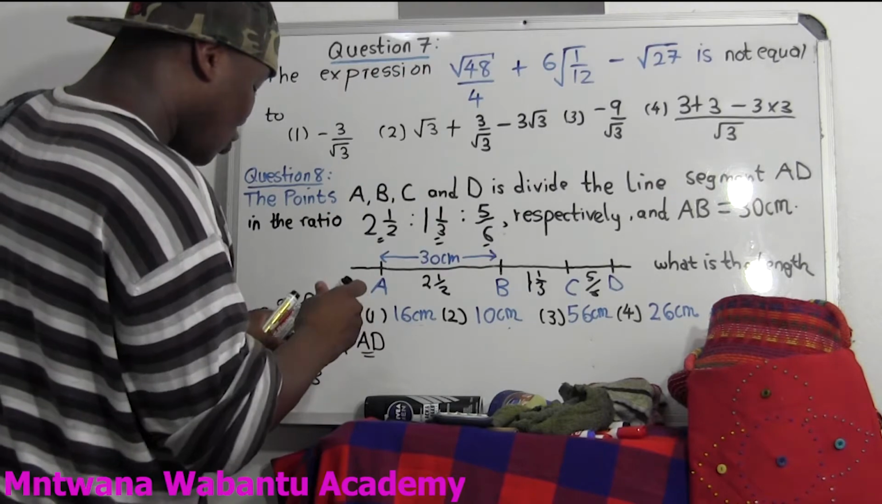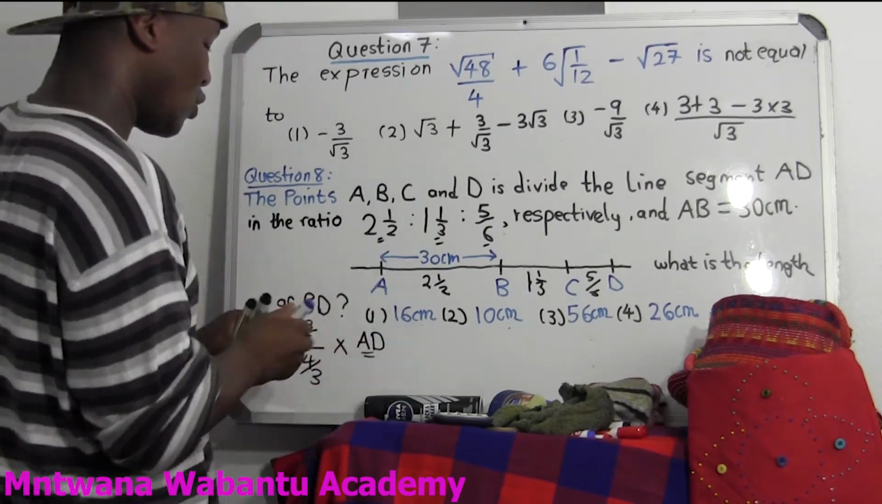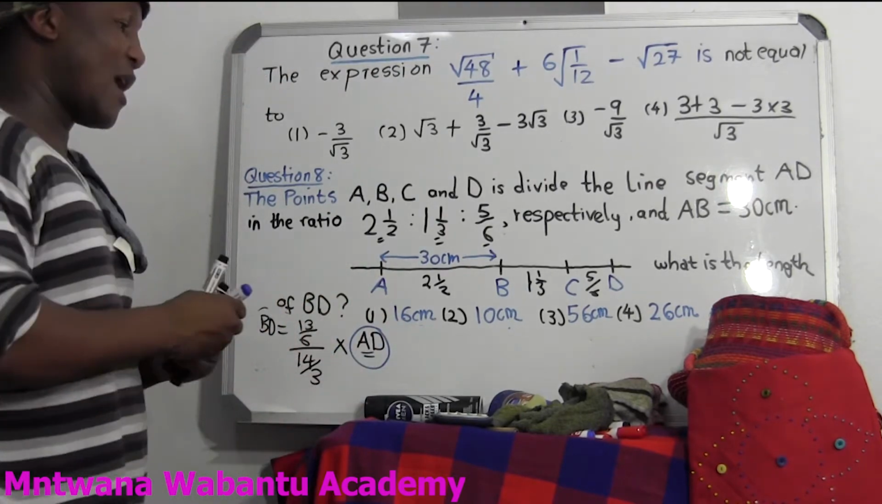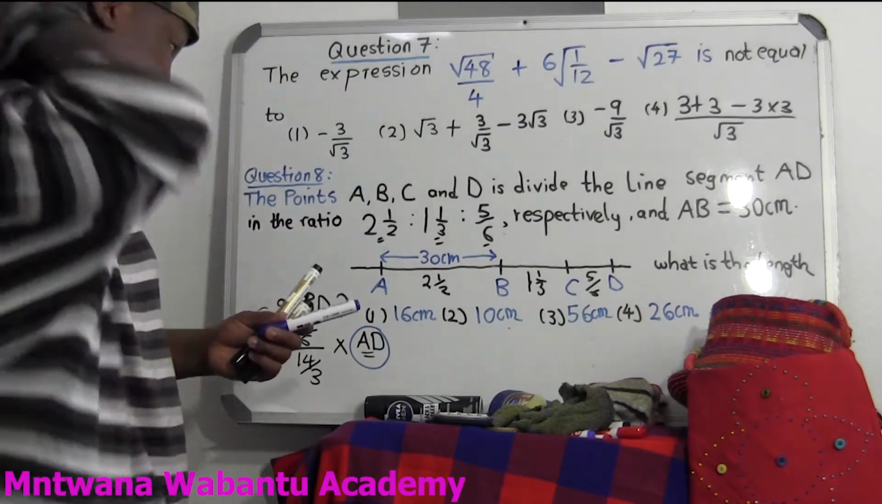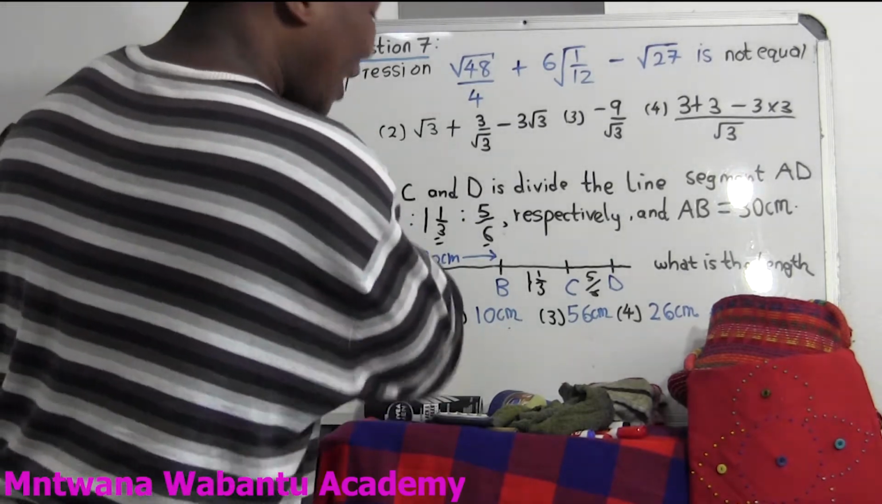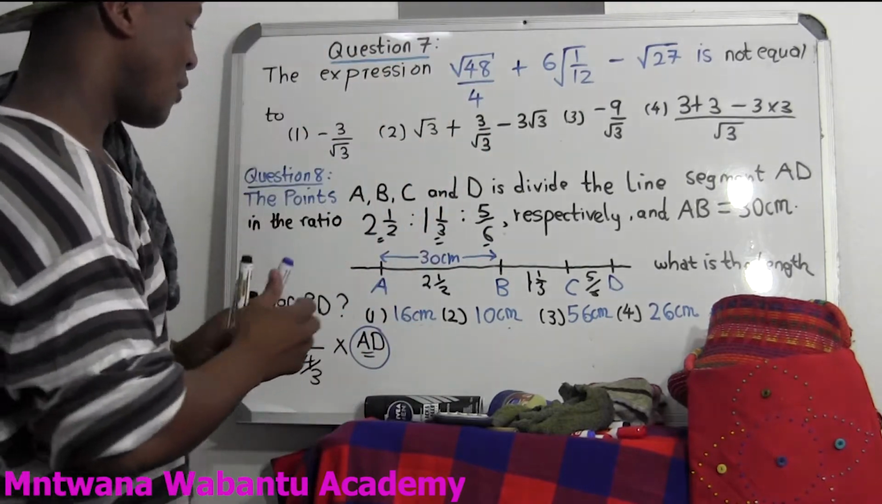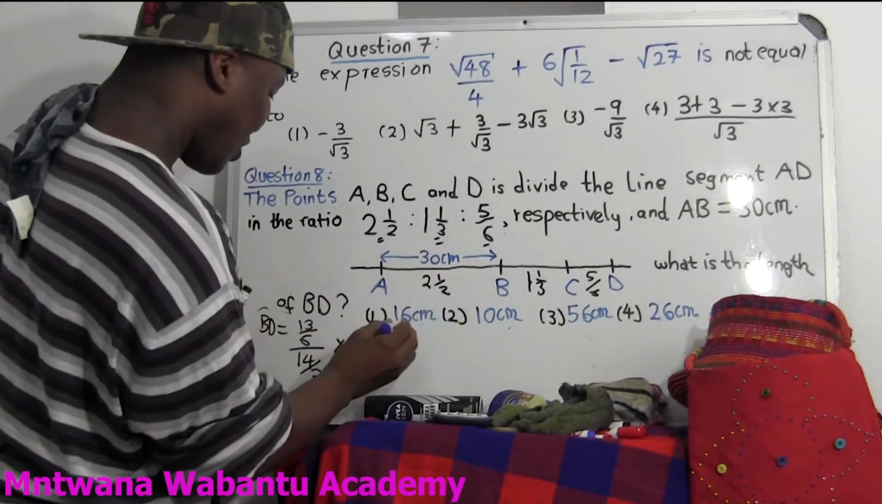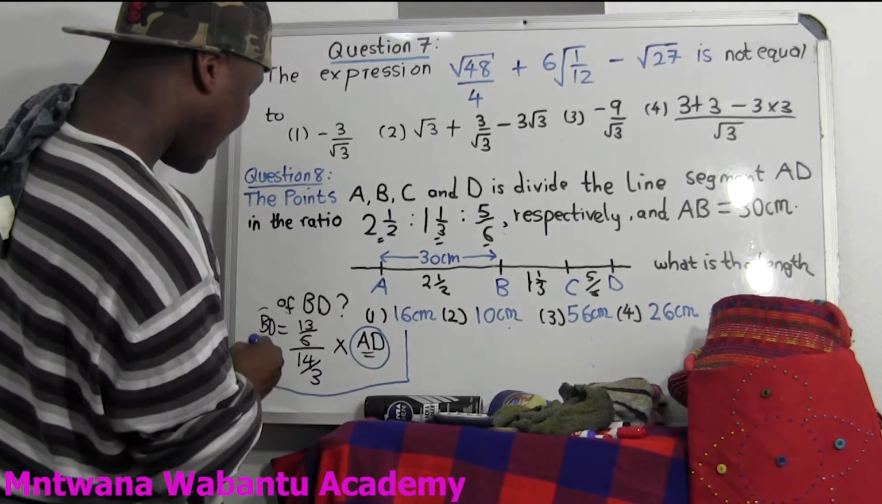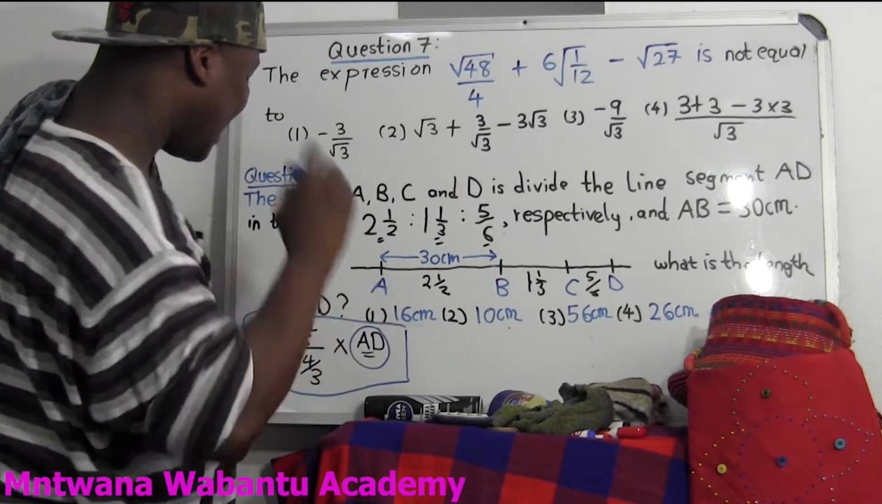So the first thing we have to do now is find AD, because we don't have it. Look how I'm going to get it. It's easy. Let me just leave this one for now and come back. The moment I get the total, the business is done.